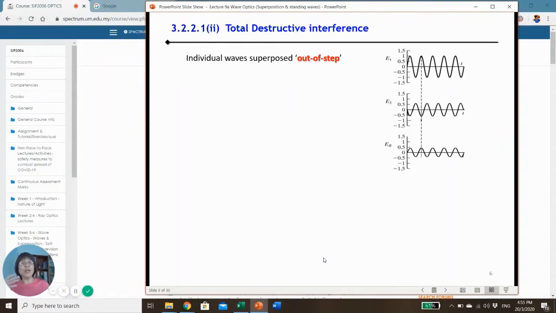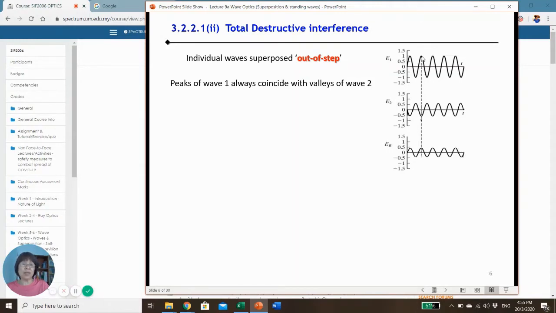Now, when they are out of step, totally out of step, for example, if you look at this case, we have two waves which are totally out of step, but they are of different amplitude, where this amplitude is larger, this is smaller.